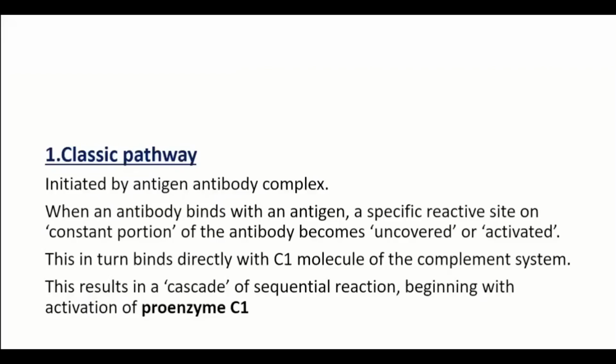The classic pathway is initiated by the antigen-antibody complex. When an antibody binds with an antigen, a specific reactive site on the constant portion of the antibody becomes uncovered or activated. That area will then bind with the C1 molecule of the complement system. This results in a cascade of sequential reactions beginning with the activation of proenzyme C1. So to initiate this pathway, we need antigen-antibody binding, because it will uncover the site for binding with the C1 molecule.